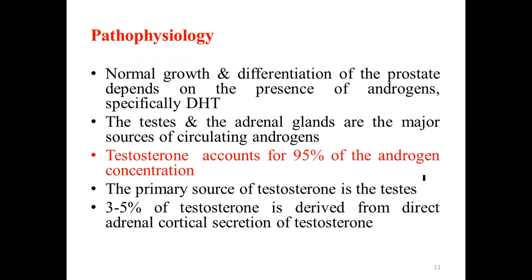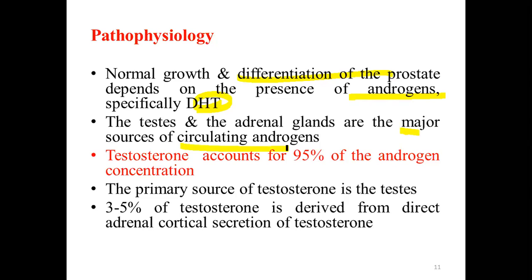Okay, now when you come to the pathophysiology of this condition, normal growth and differentiation of the prostate depend on the presence of androgen, specifically dihydrotestosterone. So remember, dihydrotestosterone is the most active growth signal for the prostate gland. The testes and the adrenal glands are the major sources of circulating androgen.